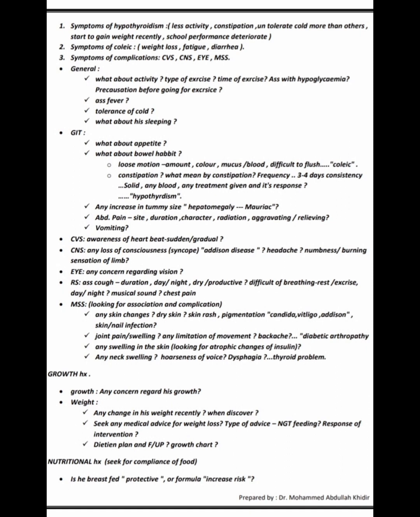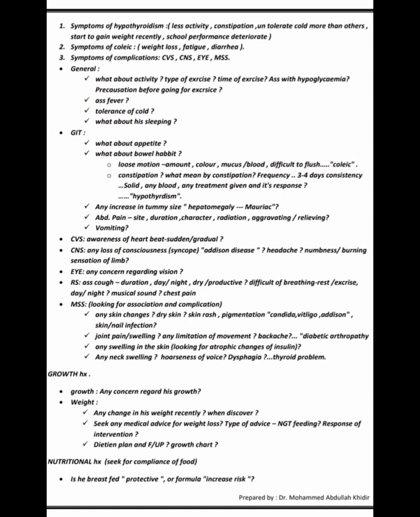What about bowel habit? Loose motions, if present, then the amount, color, mucus or blood, difficult to flush, for celiac disease we will ask. If the patient presents with constipation, what is meant by constipation? Frequency, 3 to 4 days, consistency, is it solid, any blood, any treatment given and its response, for excluding hypothyroidism. Then any increase in tummy size, hepatomegaly, we know Mauriac syndrome, we exclude. Abdominal pain, if present, we will ask about the site, duration, character, radiation, aggravating and relieving factors of the abdominal pain, and also vomiting we will ask.